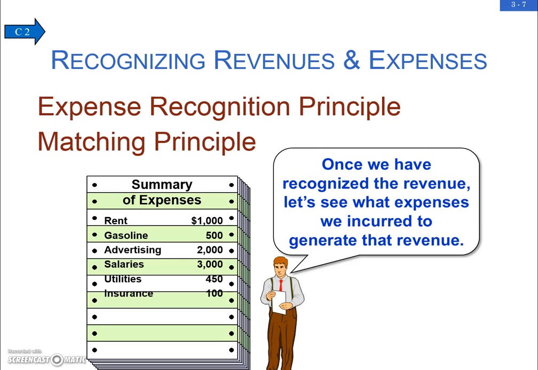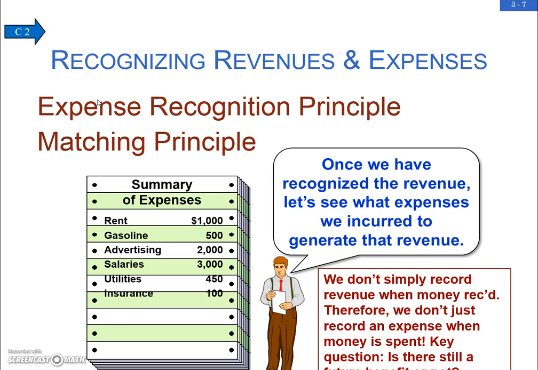By that same token, by the expense recognition principle or matching principle, once we have recognized revenue, we want to take a look and see what expenses we incurred in order to generate that revenue, and we must record those expenses. That's where the matching part of the expense recognition principle comes. By the way, those terms are interchangeable: expense recognition principle and matching principle.